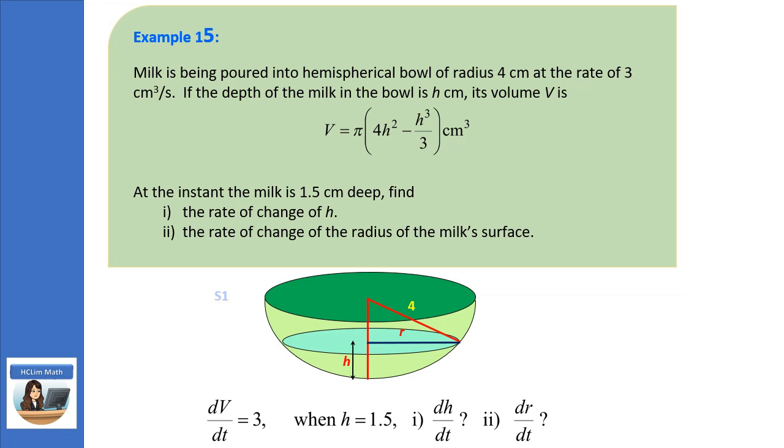Okay, so find the rate of change of h. So I'm going to find my dh/dt, how much is it, and the rate of change of the radius of the milk surface. So that is dr/dt equal to how much? Okay, when your h is 1.5, and given that dV/dt is 3.